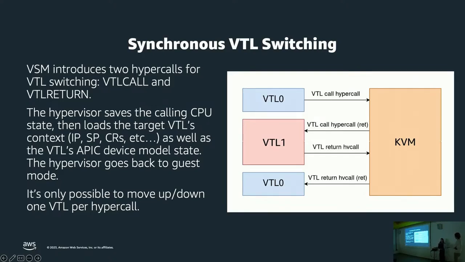I forgot to mention, for each VTL, there is a private interrupt subsystem. So during a VTL switch, you would also want to switch into the correct APIC. VTL return from the hypervisor perspective is exactly the same: store the content of the current VTL, restore the previous VTL, and then jump into it.